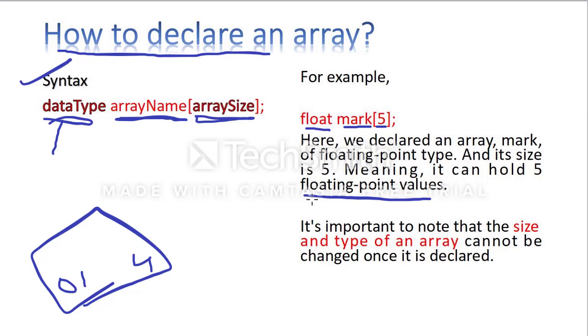It is important to remember one of the most important things: the size and type of an array. For example, here mark is the array name and I am taking size 5. Once declared, we cannot change it. Once you have declared or initialized the array with a data type, you cannot change the size. You can change the values, whatever values or inputs you have given, anytime in that array. I will show.